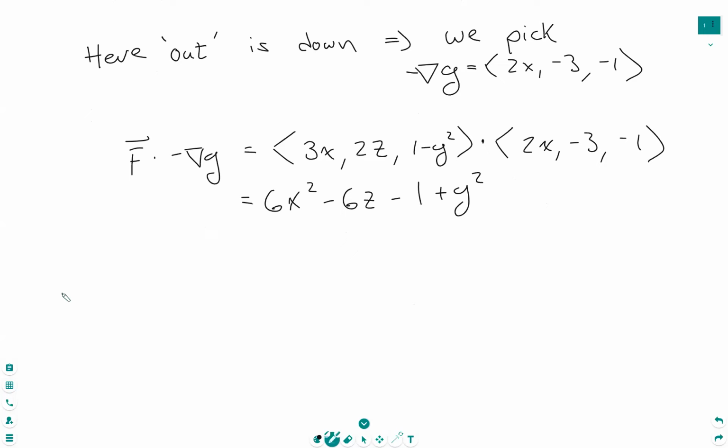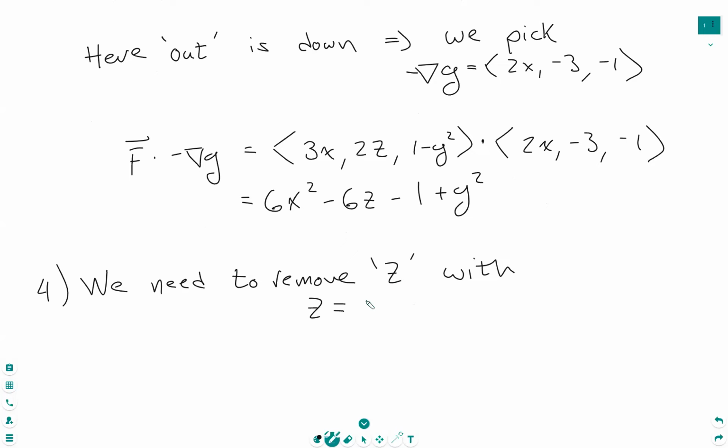So step 4, because we're doing our integrals in the xy plane, we need to remove z with our constraint, this g function, which was that z equals 2 minus 3y plus x squared.